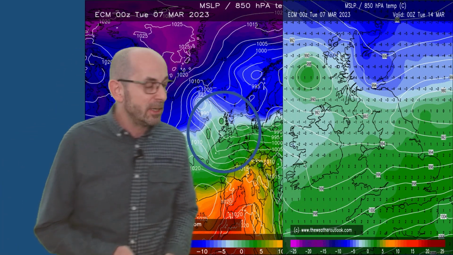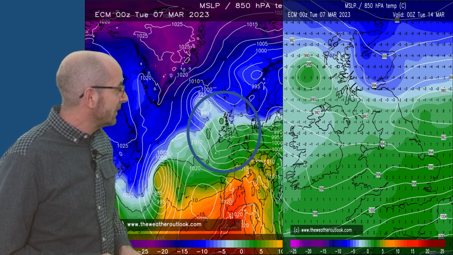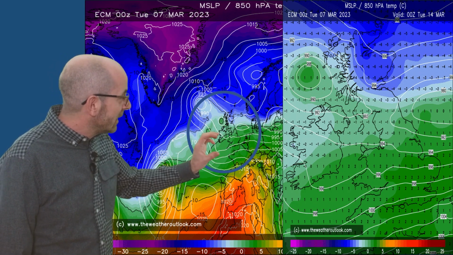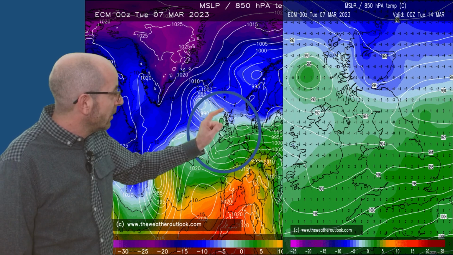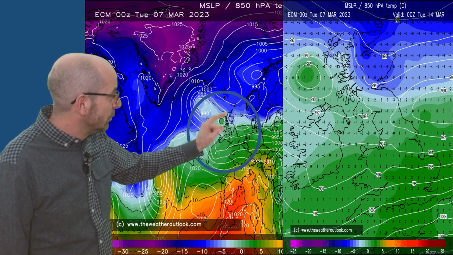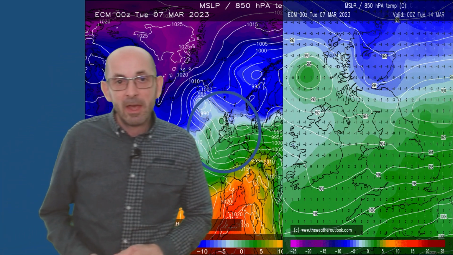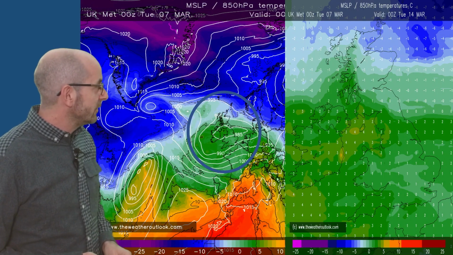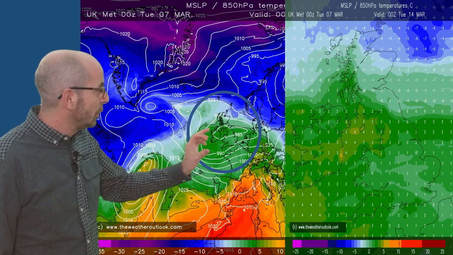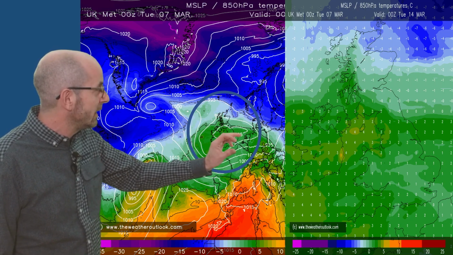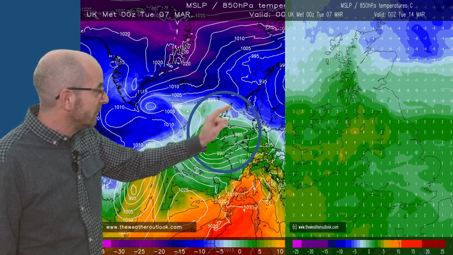The European ECM, a similar story to the ICON really. The Atlantic has the upper hand, cold air just restricted to northern Scotland at this point. And finally, the UK Met Office global model, it's a similar story. Low pressure moving across the UK, cold air possibly still in northern Scotland.